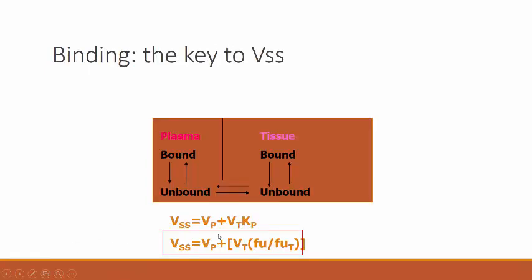And again, this is just a derivation of the equation. So our volume of distribution at steady state is going to be equal to the volume of our plasma plus the volume of our tissues times the ratio between the fraction unbound in our plasma, if you want to think of a P there, fraction unbound of the unbound drug in the plasma over unbound drug in the tissue. Now let's talk about that equation a little bit.